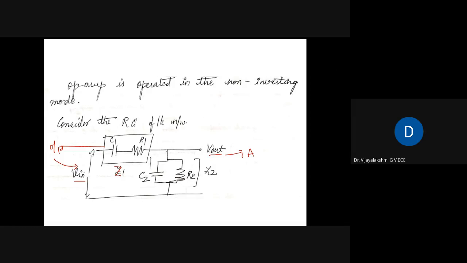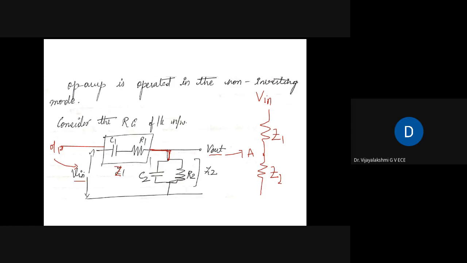So just observe how I am redrawing. This is the input to this network, V in. Now to this V in I have connected this Z1, and to this Z1 we have Z2 here. And where are we taking the output? Between Z1 and Z2, sorry, across Z2. Here I am taking the output.